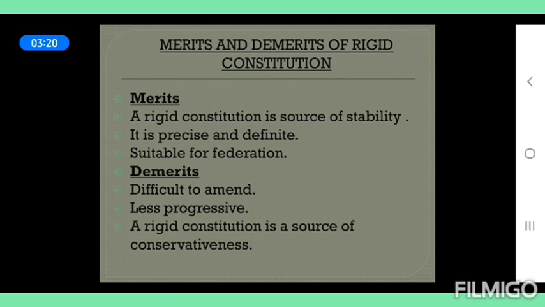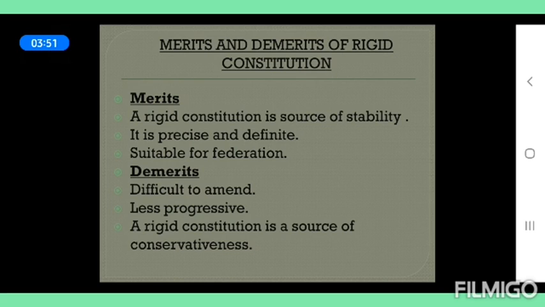Number 2 is that it is less progressive. It is very less adaptable, so it is very less progressive, because it is not going along with the changes. It is not at all adaptable. That is why it is conservative and very, very less progressive. So this is another demerit of a rigid constitution.